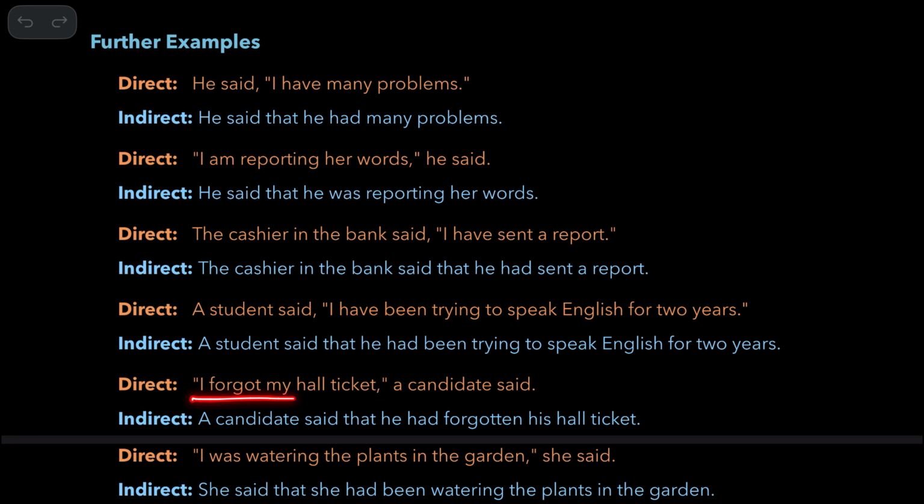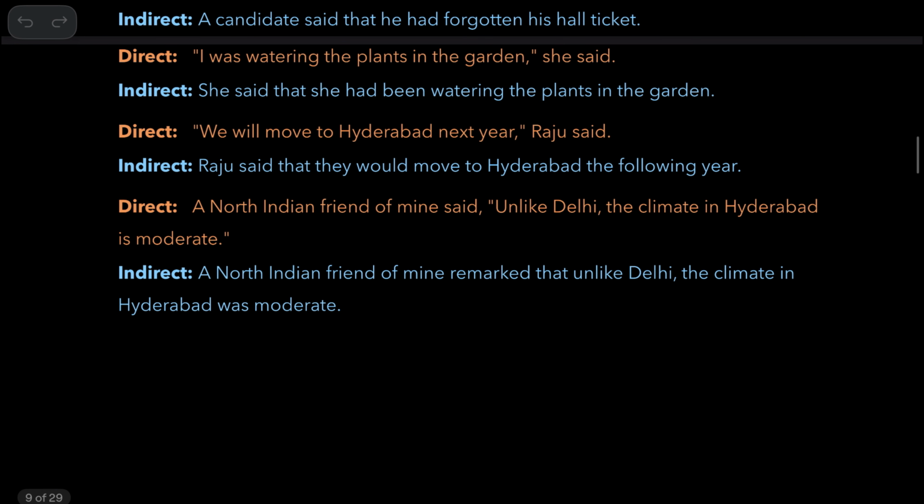I forgot my hall ticket, a candidate said. A candidate said that he had forgotten his hall ticket. So this is past simple, forgot. It changes to past perfect, had forgotten. I was watering the plants in the garden. She said that she had been watering the plants in the garden. So this was changes to had been. This is past continuous and this is past perfect continuous.